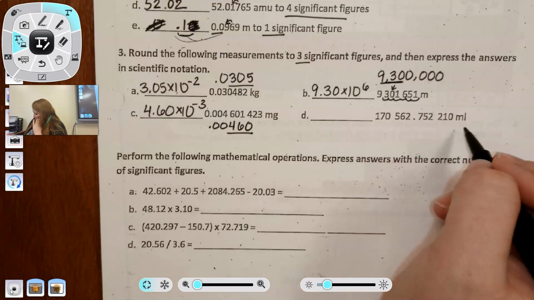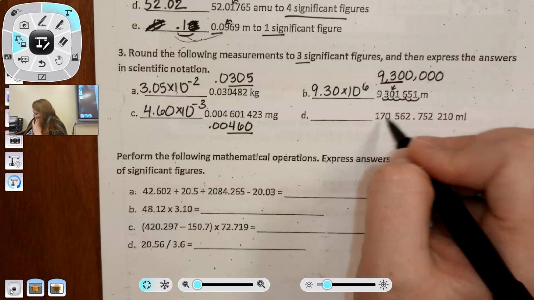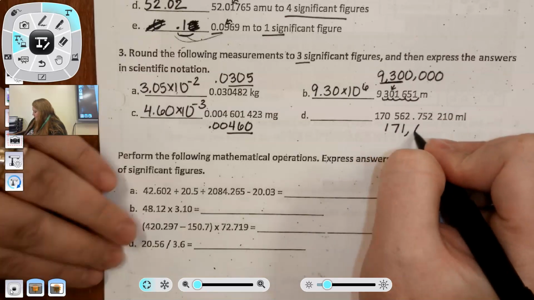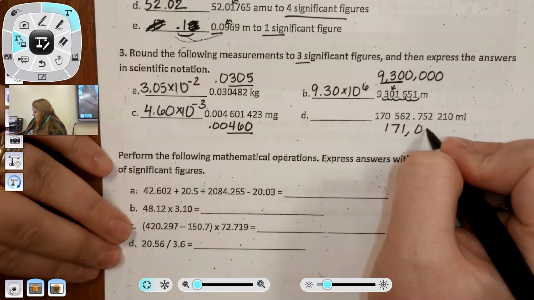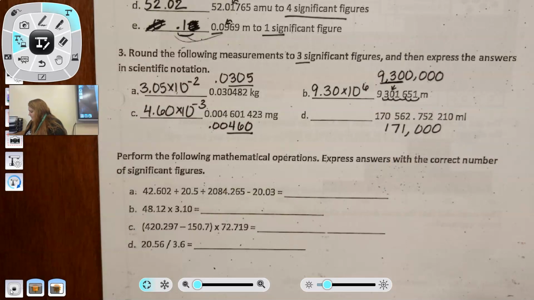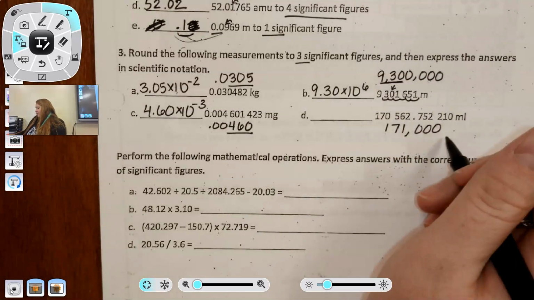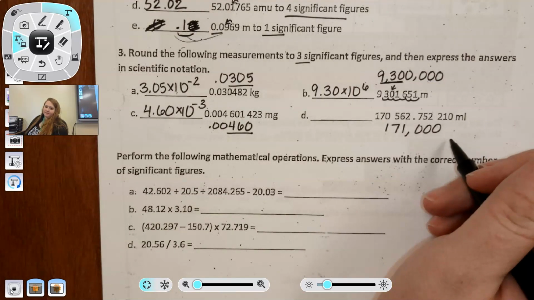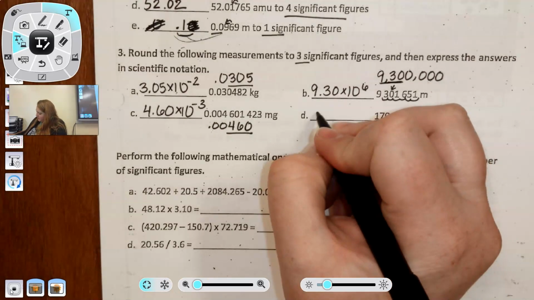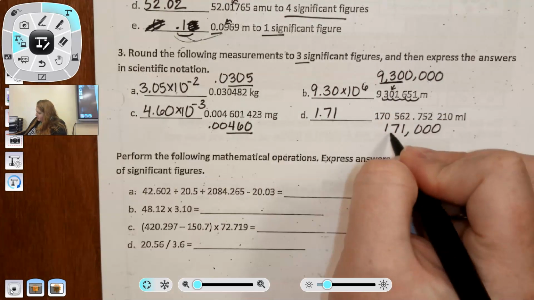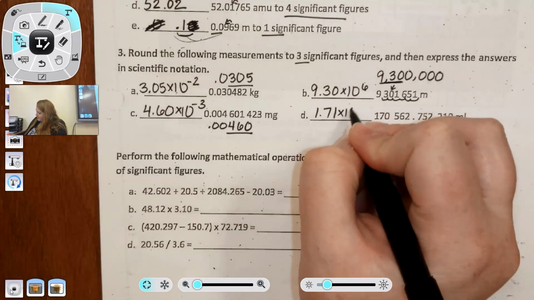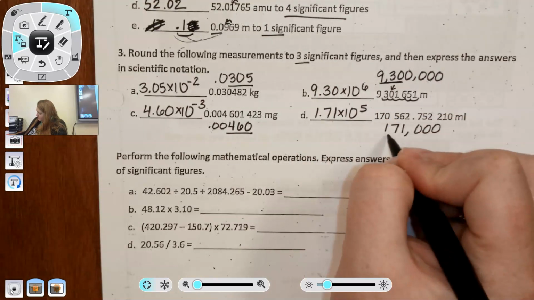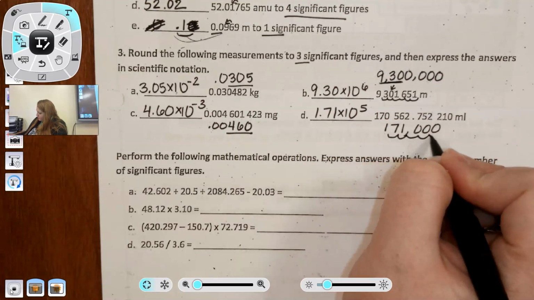Alright, this is a really large number. We just need 171,000 will be significant. And notice I can't put a decimal here or it makes all those zeros significant. So this is going to be 1.71 times 10 to the 5th power. Because my decimals here, 1, 2, 3, 4, 5. There we go.